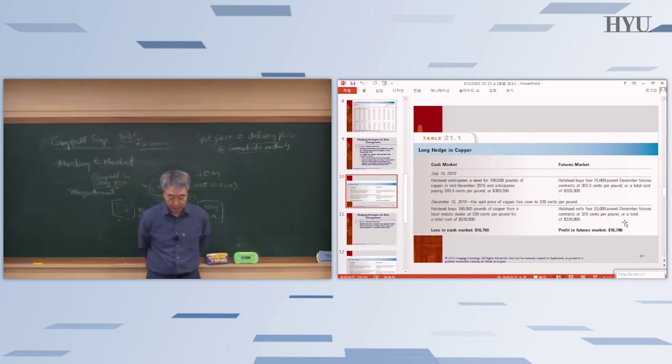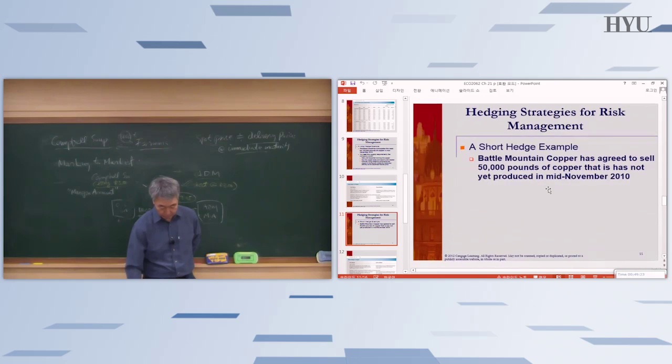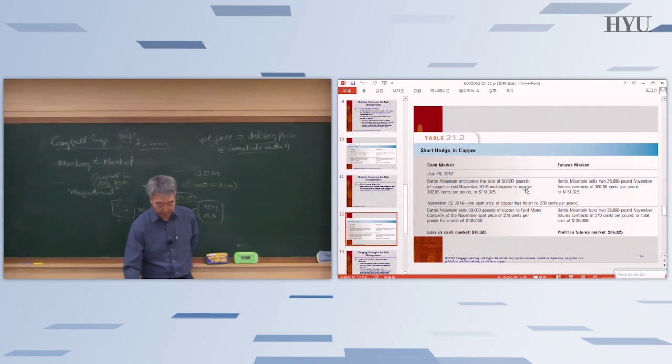So here's an example here. Short hedge. Battle Mountain anticipates the sale of 50,000 pounds, and they expect to receive 302.65 cents per pound. Well, the risk is if the price goes down. If the market price goes down, right?